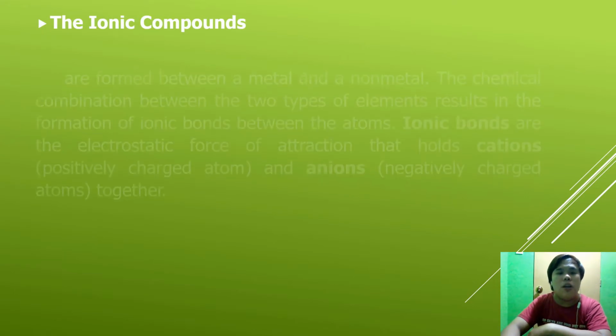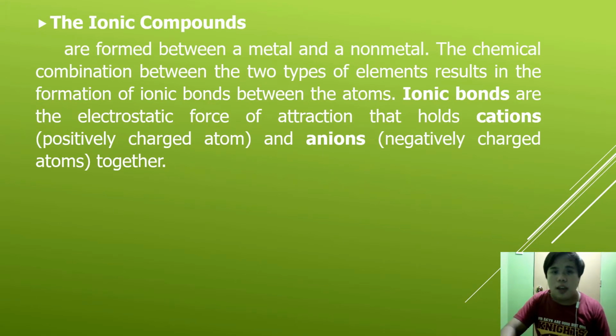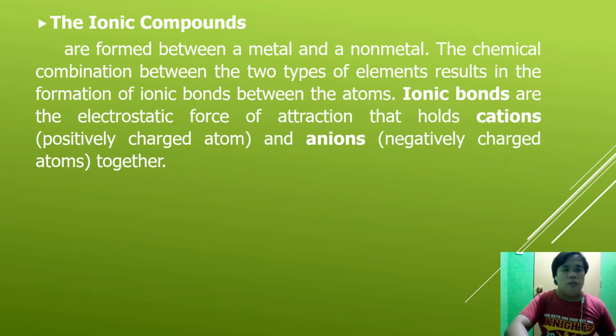We have here the two types of compounds. First, we have the ionic compounds. These are formed between a metal and a non-metal. The chemical combination between the two types of elements results in the formation of ionic bonds between the atoms. Ionic bonds are the electrostatic force of attraction that hold cations, positively charged atoms, and anions, or the negatively charged atoms, together.